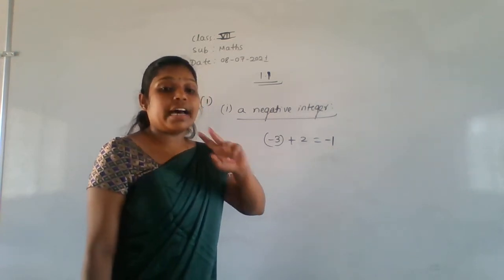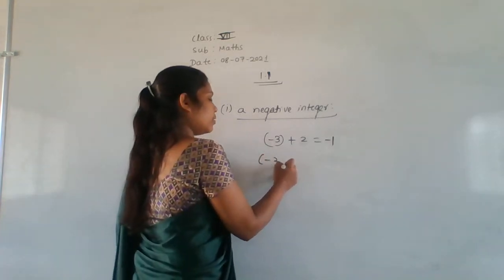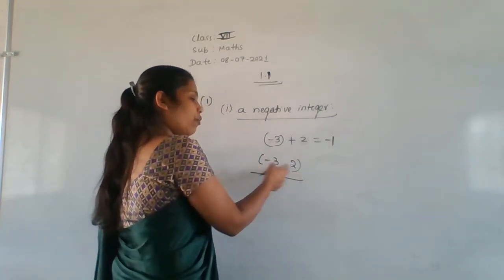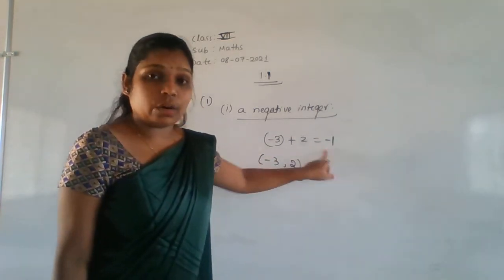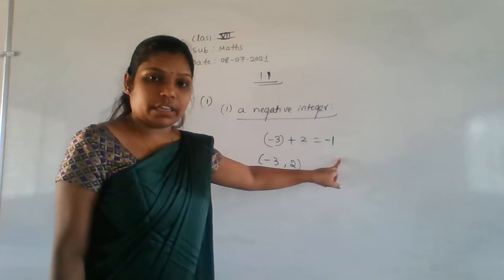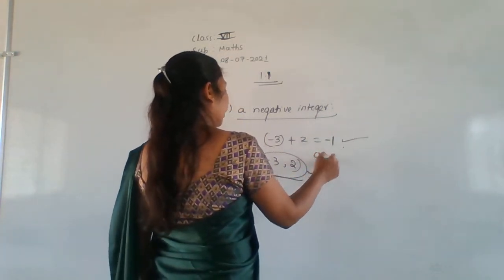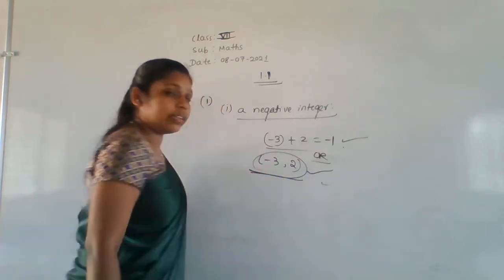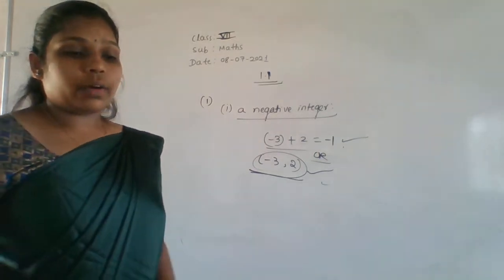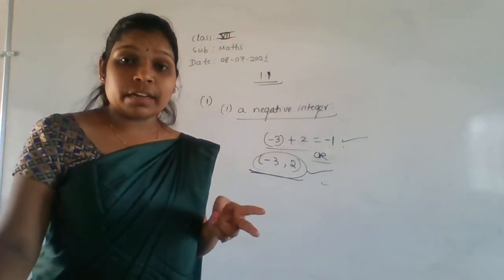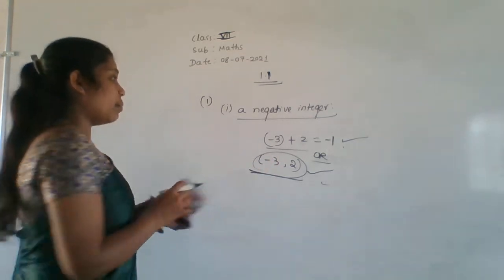So they told us to write a pair of integers, and the pair of integers here is minus 3 and 2. These are a pair of integers whose sum is a negative integer. Write it like this or like this; both are correct. The next one is minus 8. When you add those two numbers, we want the answer to be minus 8. Like that you have to write the numbers.